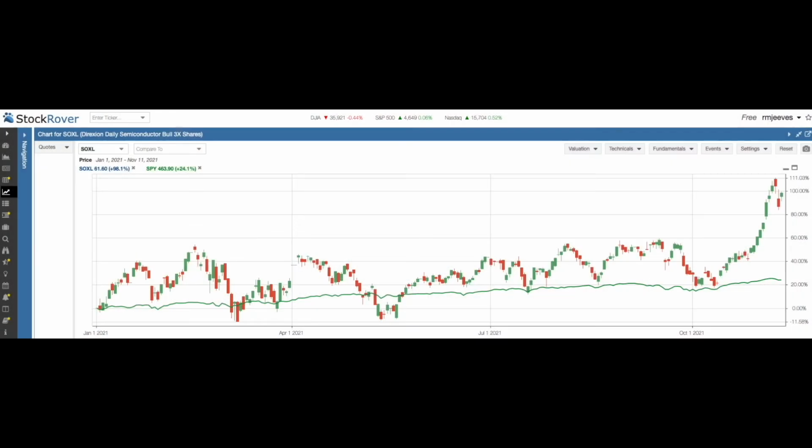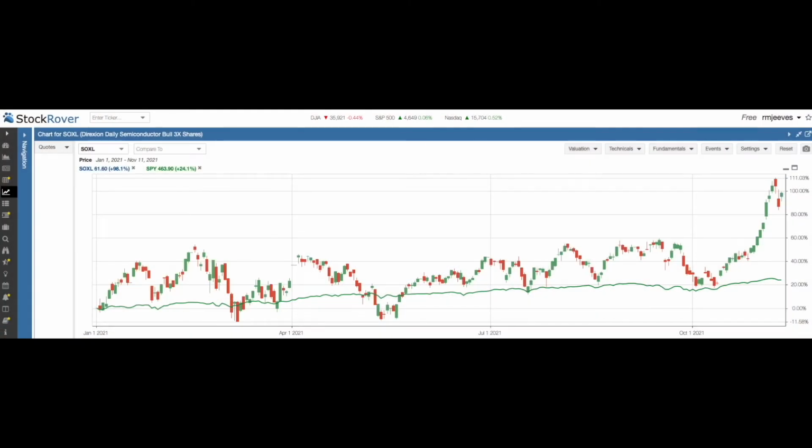Let's start by looking at a basic candlestick chart of SOXL. I have also dropped a line chart for S&P. The chart gives me a few things: price action for the period, percentage gain year to date, and comparison to S&P.